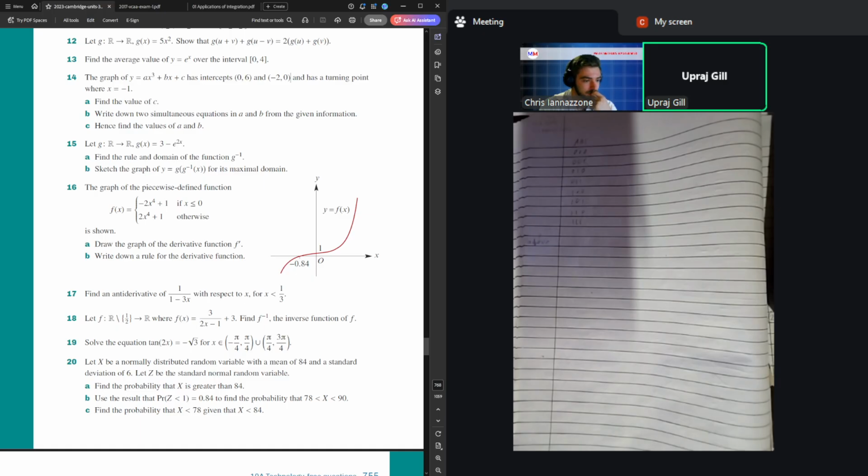C is 6. Yeah, it's a bit of a freebie. The plus c is pretty much always the y-intercept for a polynomial type thing. Write down two simultaneous equations in a and b.